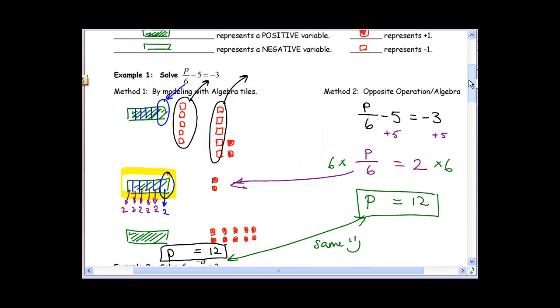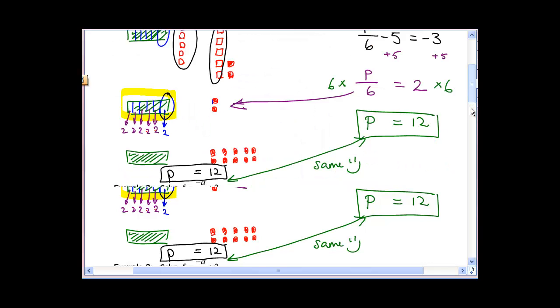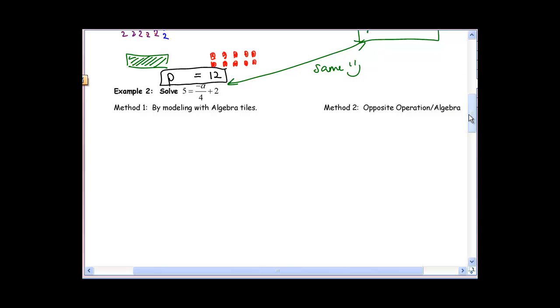All right, so let's try another one, example number 2. That's the next one underneath. Once again, I'm going to ask you to model first and then try opposite operation. Now, if you are very comfortable in doing this and you want the challenge of trying it on your own, then once again, pause the tape, try it on your own first. Then, when you're done, press play and come back and see what I've done. And I hope your answer is right like mine. Okay, so either you're pausing or you're following along with me.